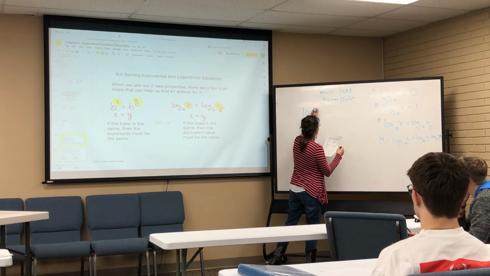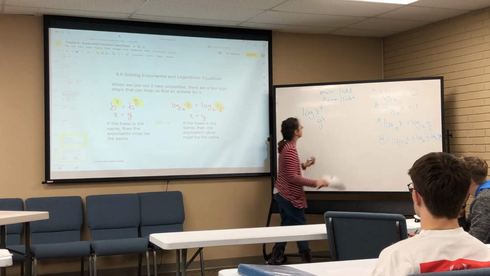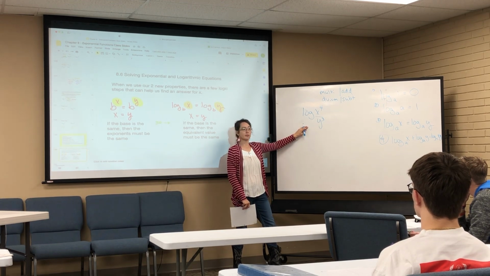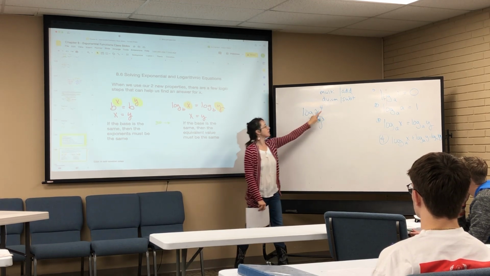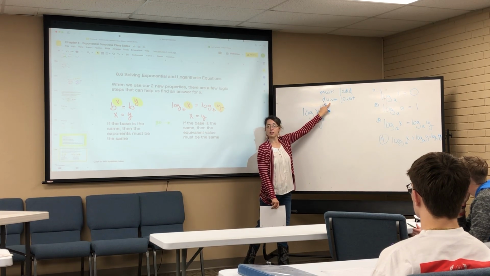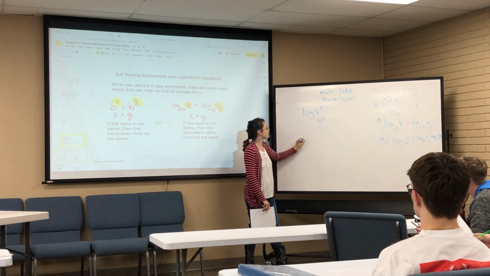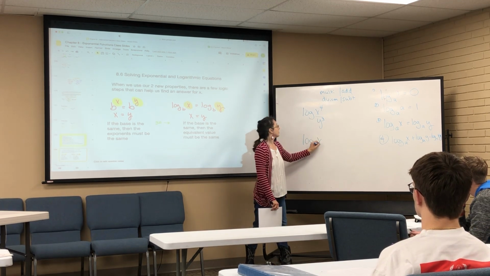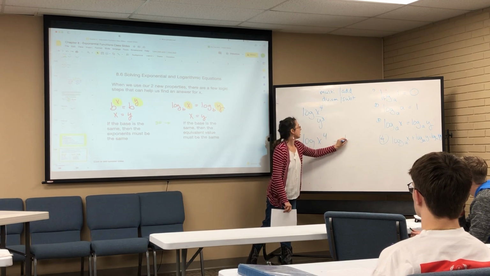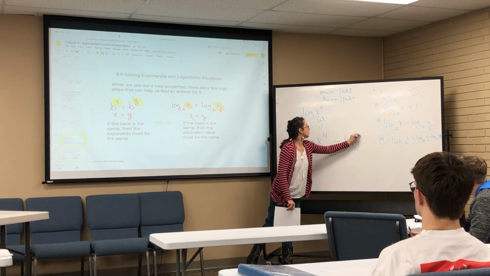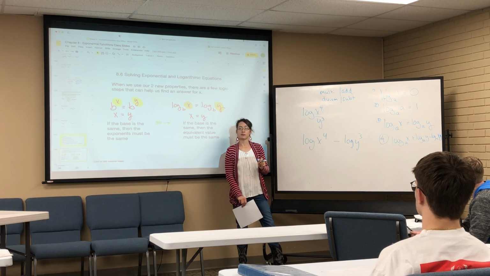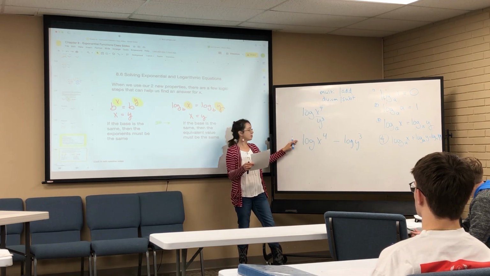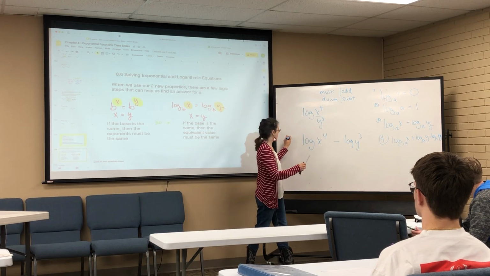log x to the 4th over y cubed, how would we break this one up? It's currently division, so we're going to move it to subtraction. What one goes first? X to the 4. We're going to subtract log y cubed. Questions on those?